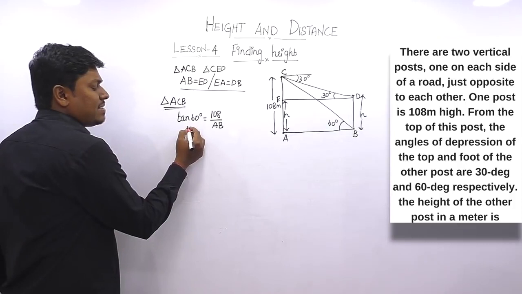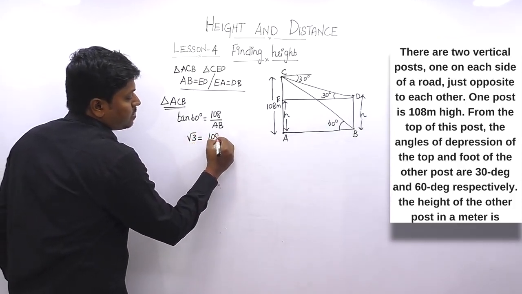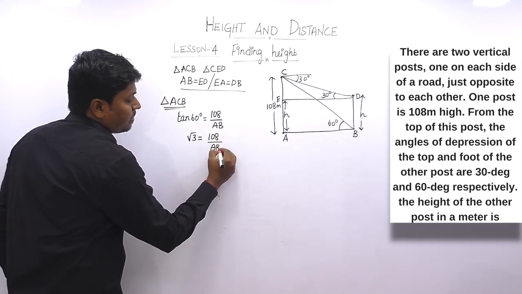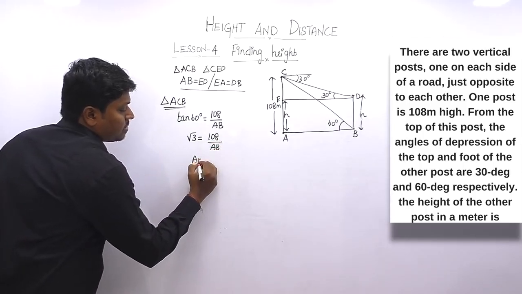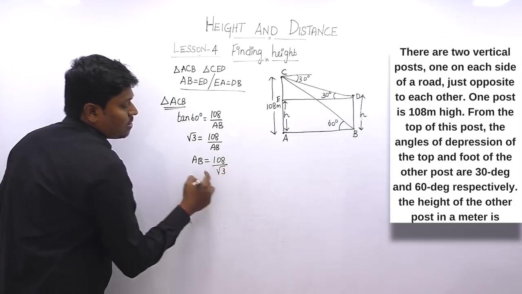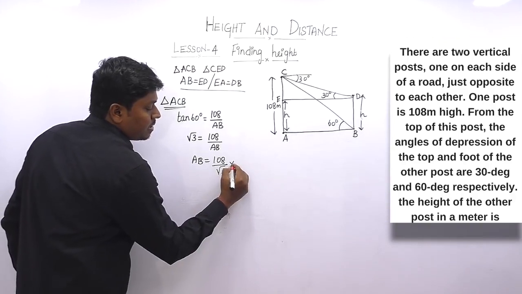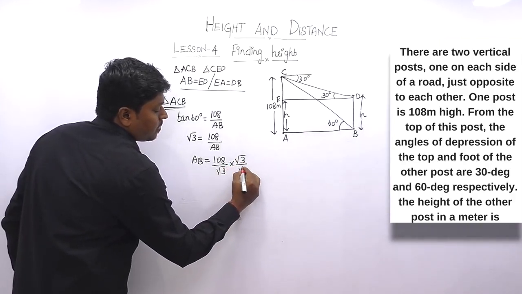So tan 60 degrees is root 3. This can be written as root 3 is equal to 108 divided by AB. So AB is equal to 108 divided by root 3. A root value should not be left in the denominator, so let me rationalize this. While taking the conjugate, multiply by root 3 by root 3.